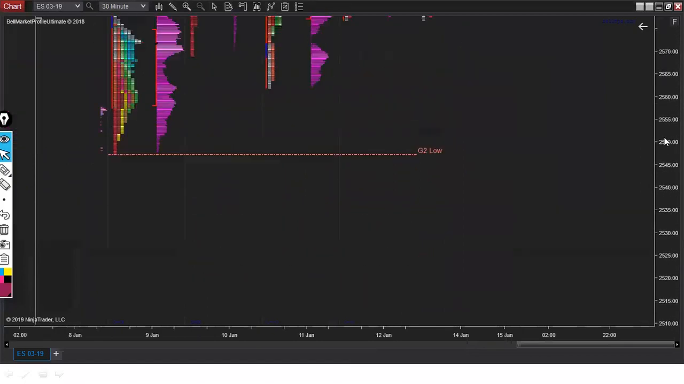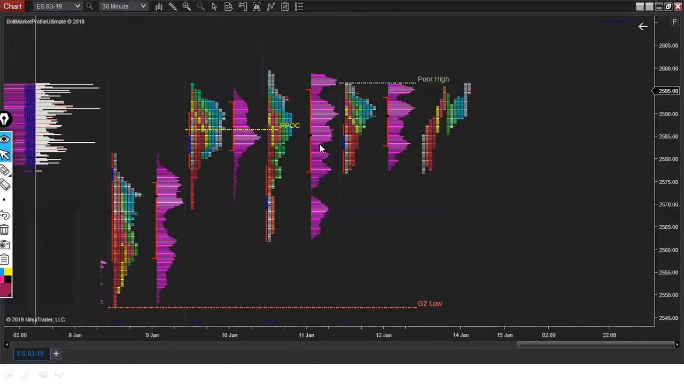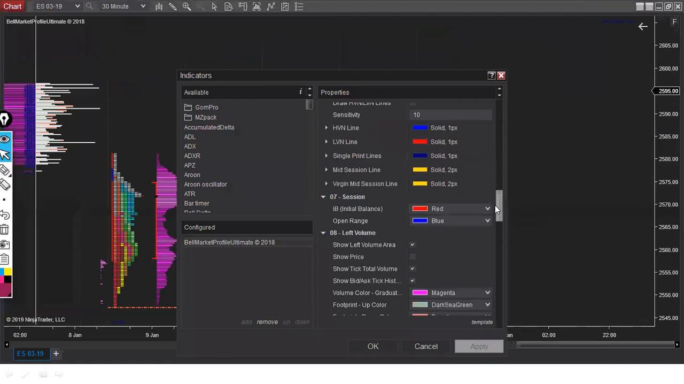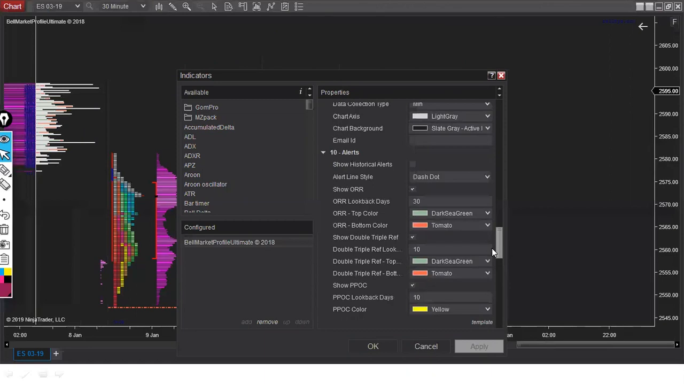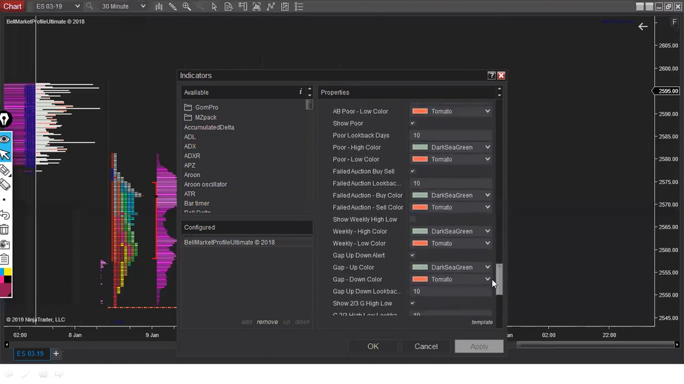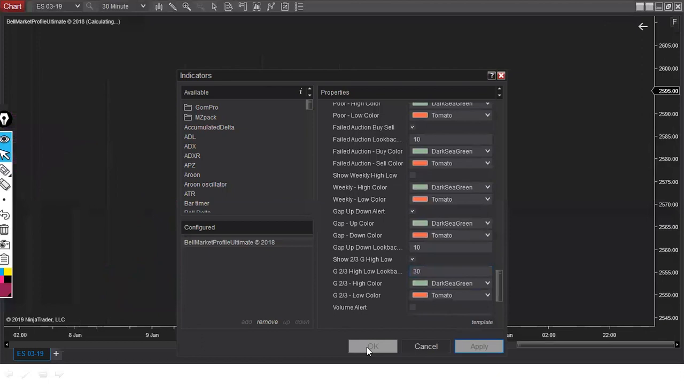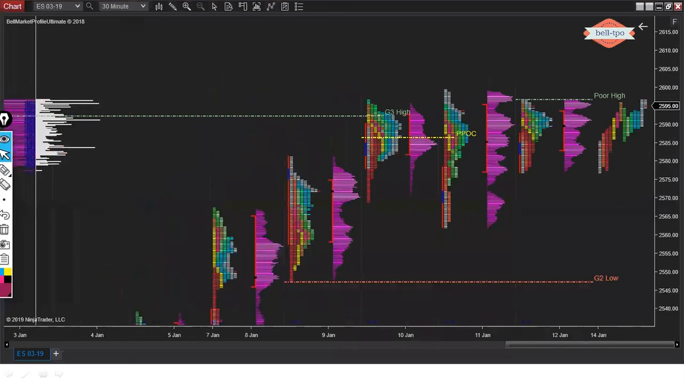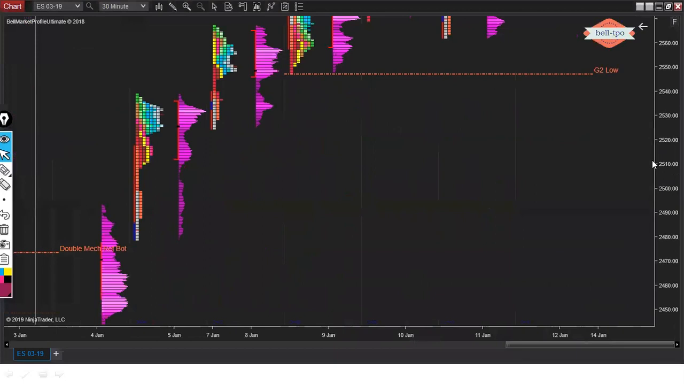I'll again right click and go to indicators. I'll set it to the last 30 trading days for G2. Otherwise, it will plot only for the recent 10 trading days. If there are any G2, it will show you, but I need it for the last 30 trading days. If you look at the recent top, I mean the recent bottom also, I'll talk about the top later on.